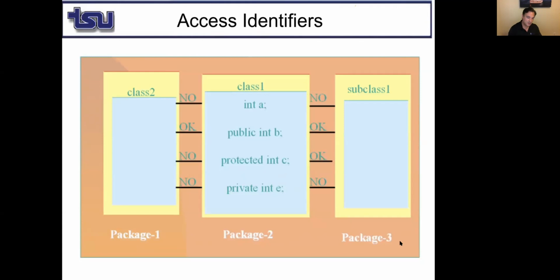Just like here, assume class 2, class 1, and subclass 1 are all in different packages. Private is always no. Public is okay. None means package access. Since class 2 is not in the same package as class 1, not accessible. Subclass 1, even though it may be a subclass, doesn't mean that it's in the same package. One class might be in one package, and the subclass may be in another package. But if it is protected, since class 2 is not in the same package and is not a subclass of class 1, not accessible. Subclass 1 is not in the same package as class 1. However, subclass 1 is a subclass of class 1, so this is fine.